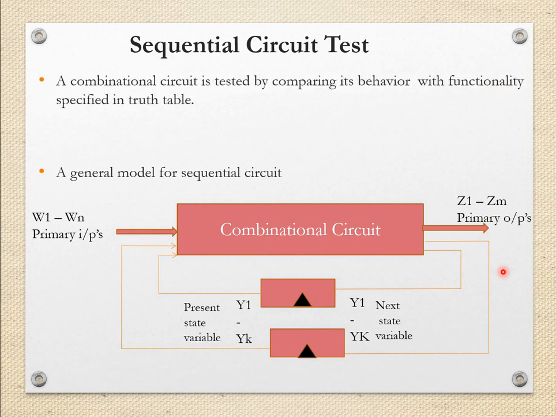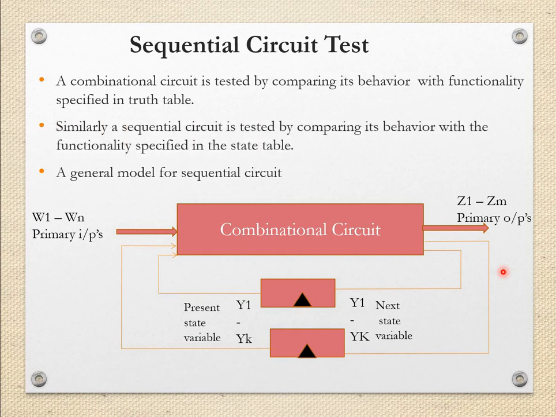So a combinational circuit is tested by comparing its behavior with the functionality specified in the truth table. Similarly, a sequential circuit is tested by comparing its behavior with the functionality specified in the state table. So instead of a truth table, we will be using a state table for the sequential circuit.